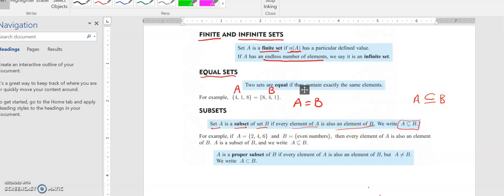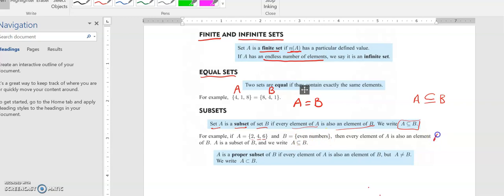Now, if you take a look at an example, if A is the set 2, 4, 6, that's the finite set, would you agree that every number that's in A is also going to be in B if B is defined to be all the even numbers?